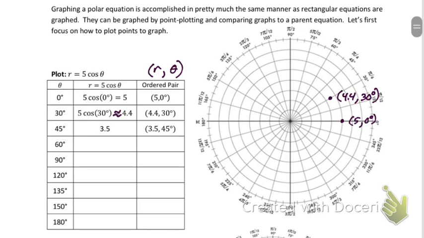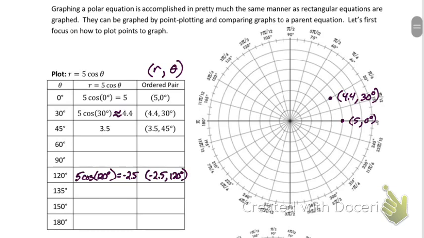All right, 120 degrees. If we plug 5 times cosine of 120 degrees into our calculator, we should come out with a negative 2.5. So that means this is going to be the point, negative 2.5, 120 degrees. Let's talk about plotting that one because this is the mistake that I've seen classes make.